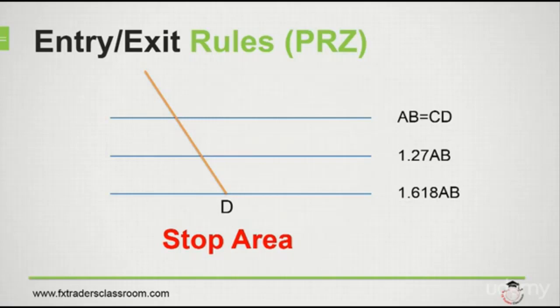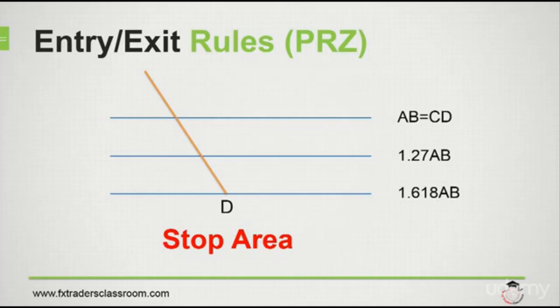Once we get our confirmation with price action, we will set our entry, but not before knowing where our stops are. To set our stops, we will use these parameters. If it is a 1.27 projection, we will place stops below the 1.618 level. If it is a 1.618 projection, we will place stops just beyond the 1.618 level.